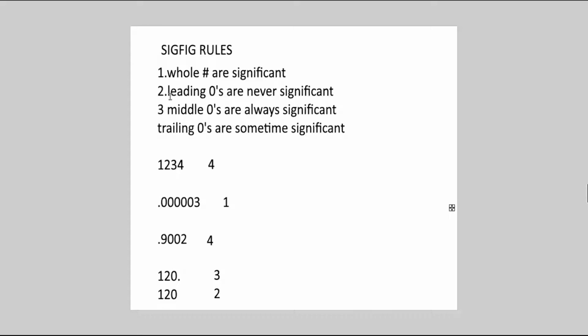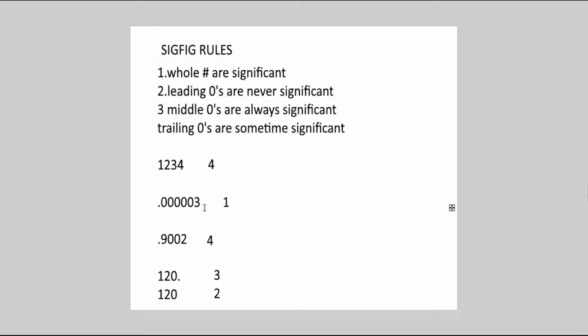So these are the rules up here. Whole numbers are always significant. Leading zeros are never significant. Middle zeros are always significant. And trailing zeros are sometimes significant. This is the first rule. As you can tell, these are all whole numbers, and so all these count as a sig fig.